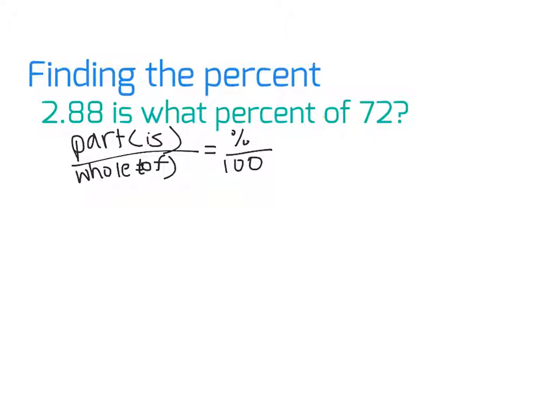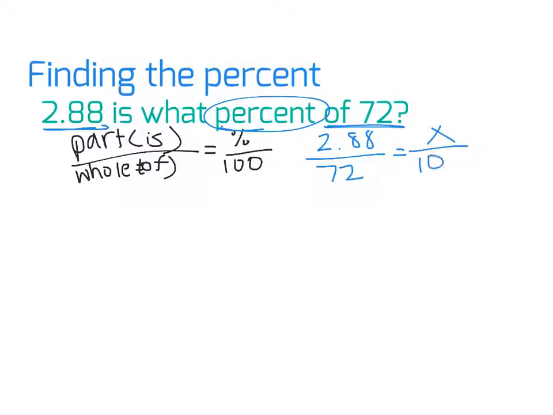So when I go ahead and fill in these numbers, I know my part is equal to 2 and 88/100ths. The whole is 72. And since I don't know the percent, that's where my variable is going to be, over 100. One thing that hopefully you should know throughout these examples is that anytime we're dealing with percents, that 100 is always there. It's always going to be in that proportion.